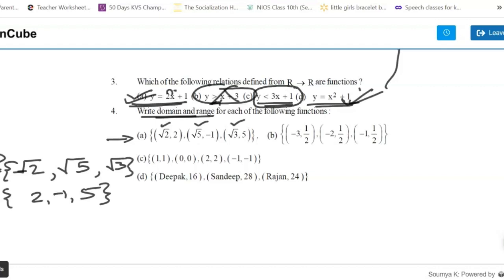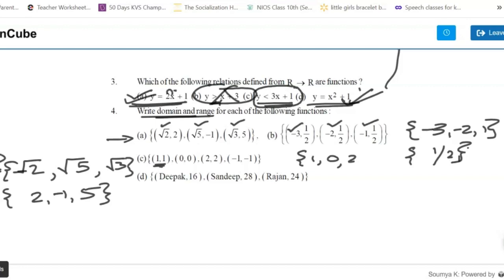Then B, you have got minus 3, minus 2 and minus 1. Domain and range is 1 by 2. Everywhere it is 1 by 2. So 1 by 2 is the answer. C question, you have got 1, 0, 2, minus 1 as the domain, and range would be 1, 0, 2, minus 1.